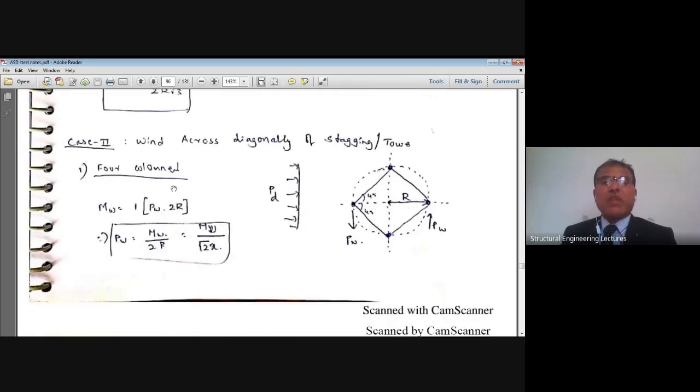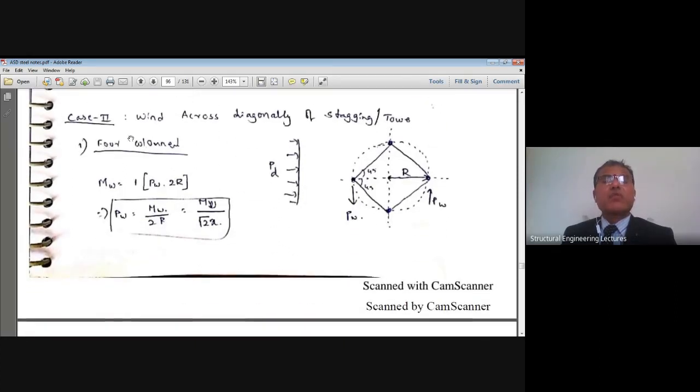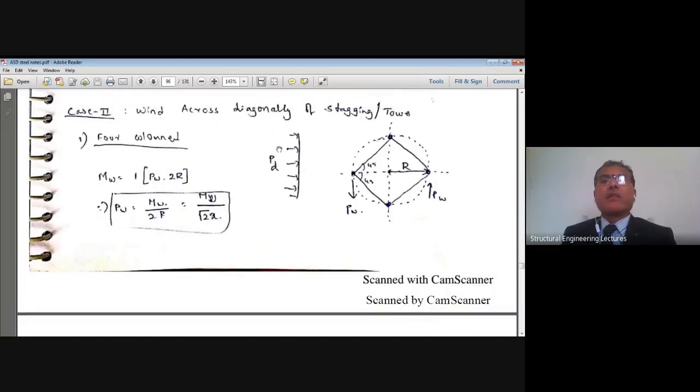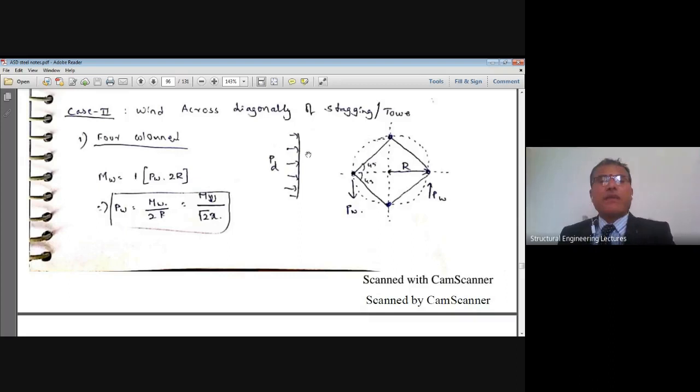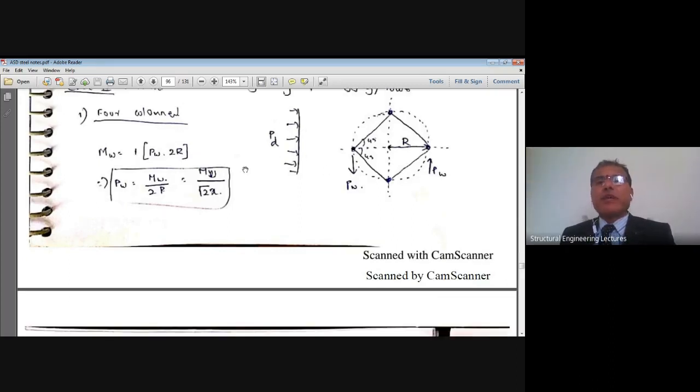Now we'll see if this is the case too, if wind is blowing across the diagonal of the staging. Previously, we have seen wind normal to the staging. Now, if wind is blowing in this fashion, in the previous case it was blowing normal to this surface. If wind is blowing like this, obviously these two exposed areas will now come into the picture. That is how wind is blowing with a design pressure of PD. Then you can see this is the axis of rotation. This is the CG.